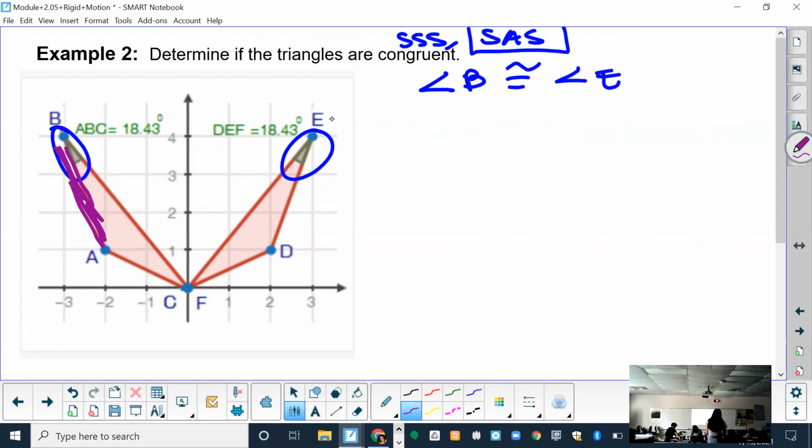On the other triangle, what side matches side AB? Good. So I need to find those two sides. And then I need to find the other side that touches that angle. So side BC, what is the corresponding side on the other side? EF. Good. All right, that is what I am going to find. I don't worry about this bottom one because it's SAS, it has to be side, angle, side to prove that theorem. Make sense?